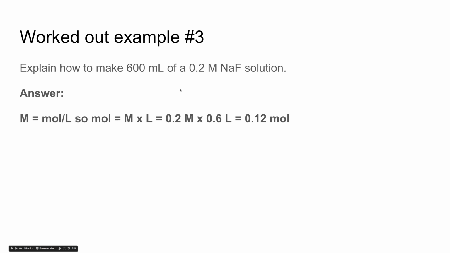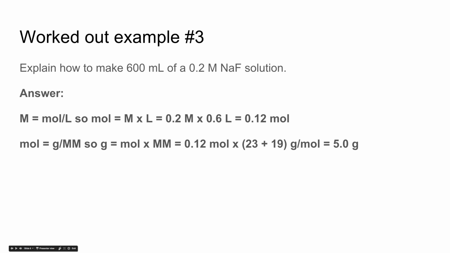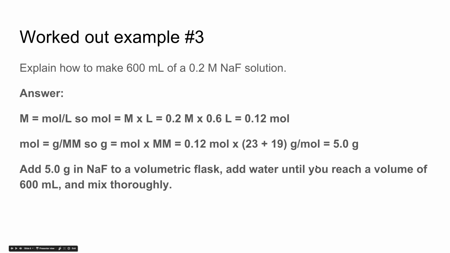When we do this, I multiply these 2 numbers. 600 milliliters is 0.6 liters. Molarity is 0.2. 0.2 times 0.6 gets me 0.12 moles. I can take my 0.12 moles, multiply it by the mass of 1 mole of sodium fluoride. So moles times molar mass. We take the 0.12 moles, multiply it by the mass of sodium fluoride, which is sodium's 23, fluorine is 19 grams per mole, that's 42. 42 times 0.12 gets me 5 grams. So what I do is I add 5 grams into a flask, add water until I get to 600 milliliters, and then mix it. That's all you have to do in order to make the solution.